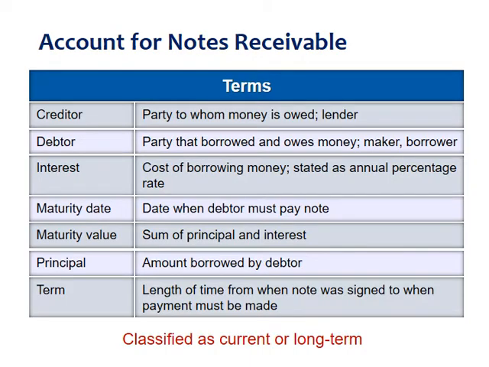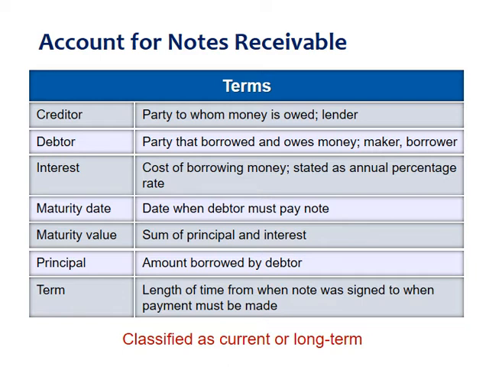Before exploring accounting for notes receivable, let's define some key terms. Creditor is the party to whom money is owed. The creditor is also called the lender. Debtor is the party that borrowed and owes money on the note. The debtor is also called the maker of the note or the borrower. Interest is the cost of borrowing money. The interest is stated in an annual percentage rate.